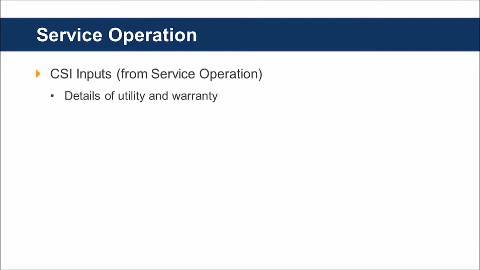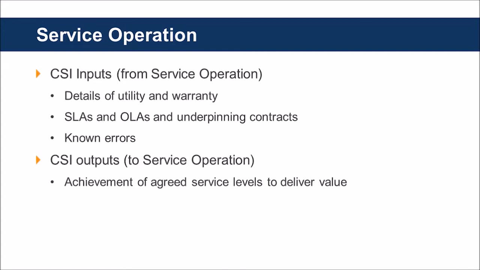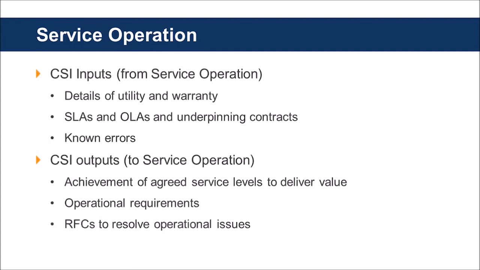This brings us to the fourth stage of the life cycle, service operation. As with each of the previous stages, let's start by looking at the service operation inputs. Here we have details of utility and warranty, service level agreements or SLAs, operational level agreements or OLAs, and underpinning contracts, and known errors. That brings us to service operation outputs, such as achieving agreed service levels to deliver value to the business, operational requirements, and RFCs to resolve operational issues.